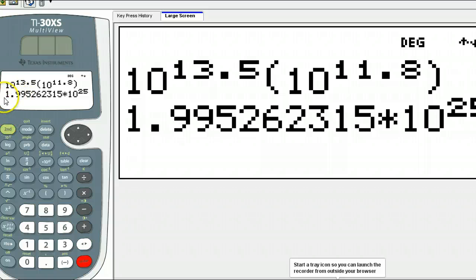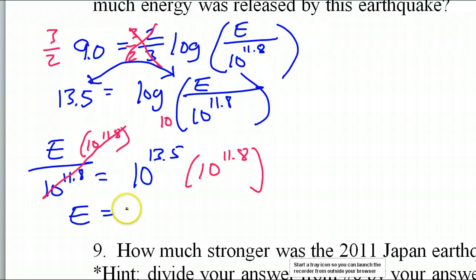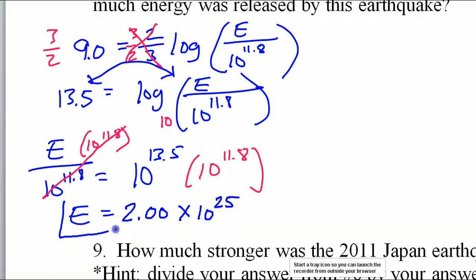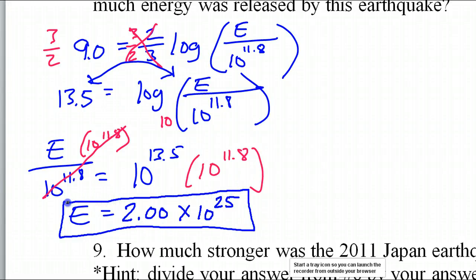Okay. 1.995. If I round this to the nearest hundredth, I'm going to have to round this up. So 99 will go up to 100. So really, it's like this 100. If you look at the 199, this 199 is going to go up to 200. So 1.995 rounds up to 2.0 times 10 to the 25th power. Do not leave that off. Alright, that is how much energy was released in ergs. Okay, so that's number 8.